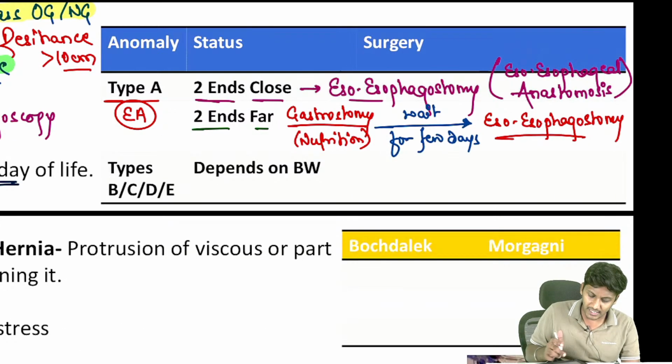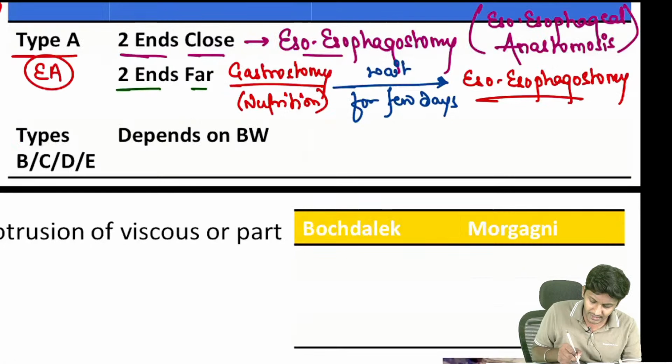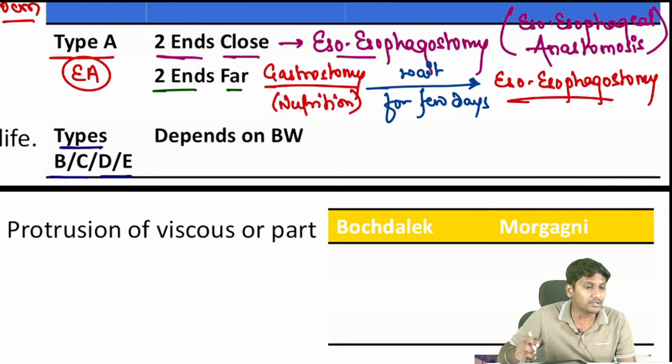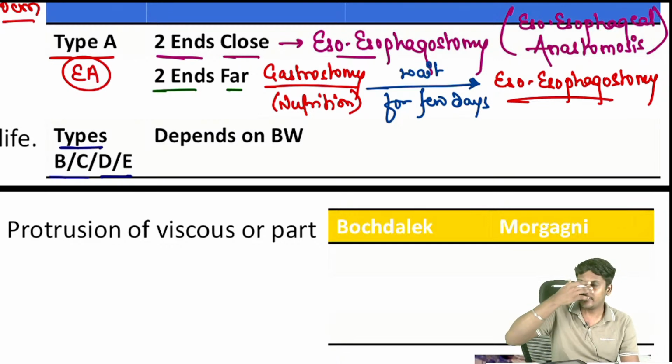Now if I talk about type B, C, D and E, in all of these, what was the common feature? Every type was having a fistula. So इसमें fistula का भी तो सोचना है अपने को, right?